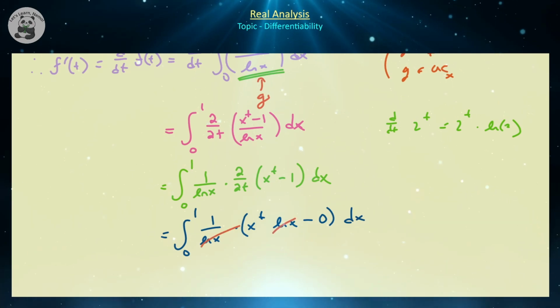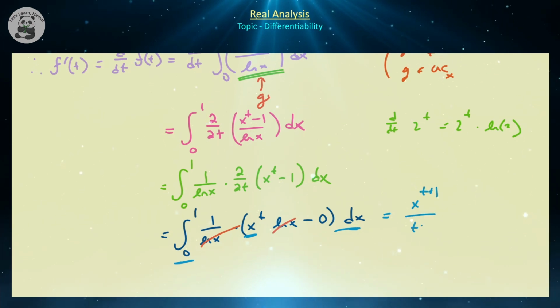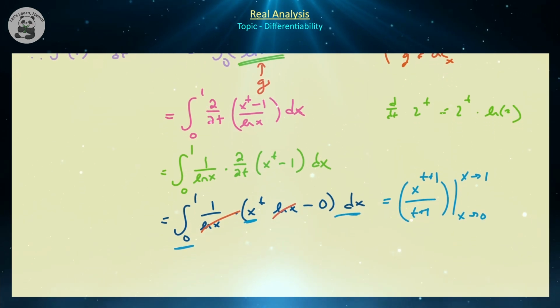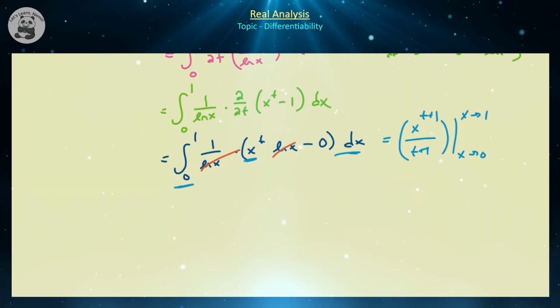You can see my natural log of x's are going to cancel, and I'm just left with the integral of x to the t dx, which is just our basic power rule. So that's going to be x to the t plus 1 over t plus 1, and then we're going to send x to 1 and x to 0, and then subtract. So we're using our fundamental theorem of calculus here.